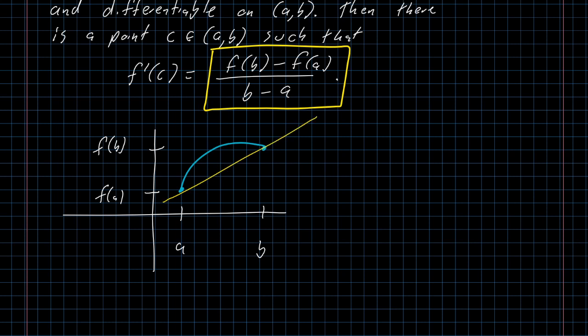f of b minus f of a over b minus a is the slope of the line that passes through those two endpoints. f prime of c is the slope of the tangent line at some point c. And once again, let's try drawing that a little bit more neatly. That looks a little bit closer. What we're saying is that these two lines have the same slope. They are parallel to each other.